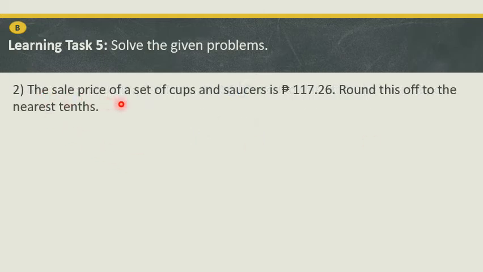The number 2, the sale price of a set of cups and saucers is 117 pesos and 26 centavos. Round this off to the nearest tenths. So, ang nearest tenths natin is ito. So, ito ang tenths digit natin. Ang katabi niya is 6. Ang 6 ay malaking number. So, ano mangyayari sa 2? Madadagdagan ng isa. So, kaya siya magiging 3. So, ano mangyayari sa 6? So, magiging 0. Ano mangyayari doon sa mga nasa unahan ng 2? So, siya ay kokopyahin. So, kaya siya kapag ni-round off sa nearest tenths ay magiging 117 pesos and 30 centavos.